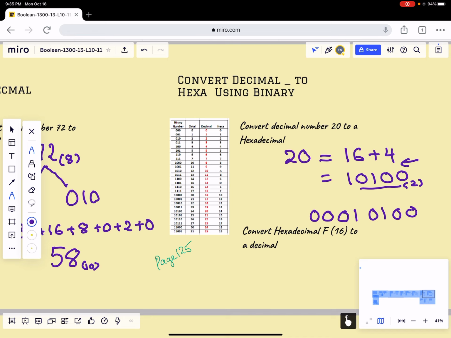So we're going to start with 32, plus 16 doesn't have it, so plus 0, and plus 8, and plus 0 and 0. So 32 plus 8 equal 40. So your answer is 40.